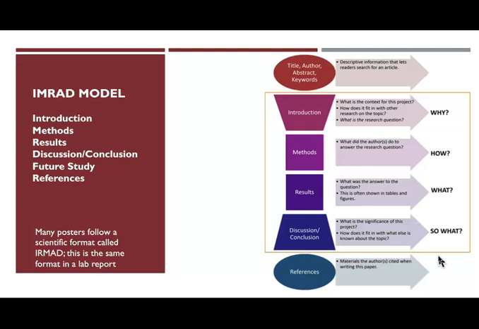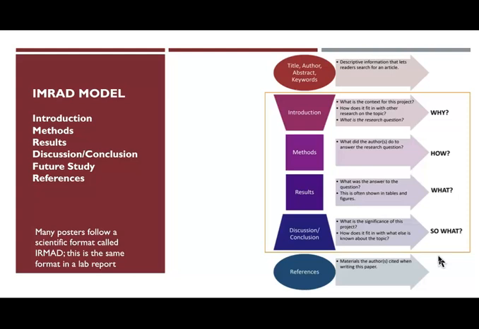Typically, studies will follow the IMRAD model of research. This includes introduction, methods, results, discussion and conclusion, future study, and references. We're going to look at this graphic on the right-hand side to talk through what this involves. On the top section, you'll see it says title, author, abstract, and keywords. You want to start by giving your audience descriptive information that lets them search for the article later on.